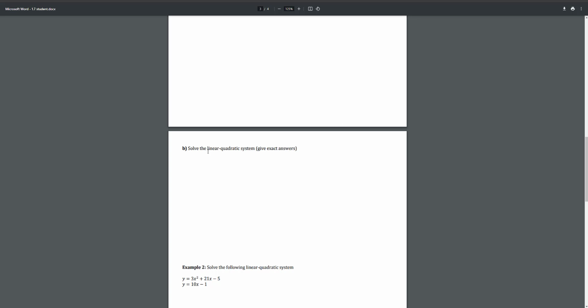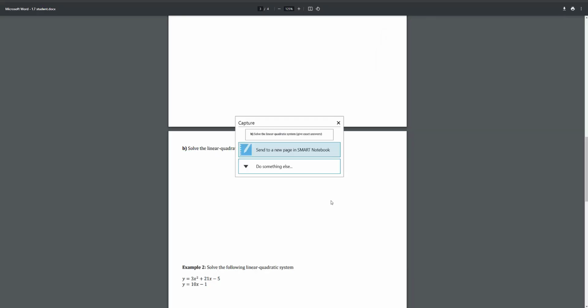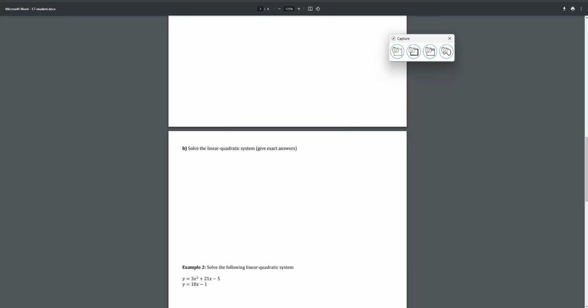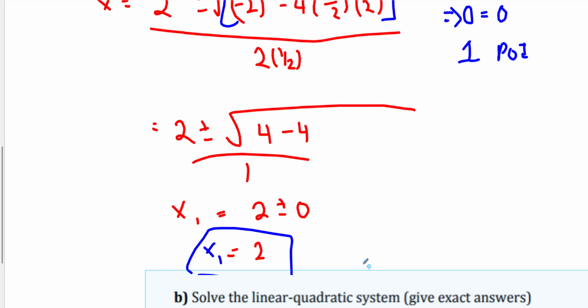But now in part B, it does say to solve. So eventually we would have to do it anyways. So it's not like you waste time by doing it, because most likely the question is going to ask you to solve for it anyways.